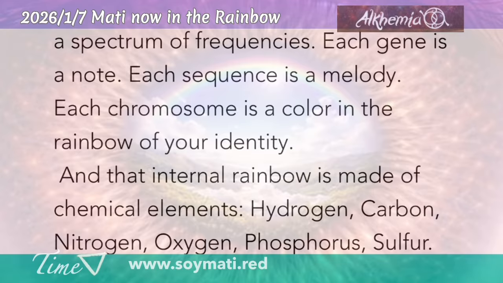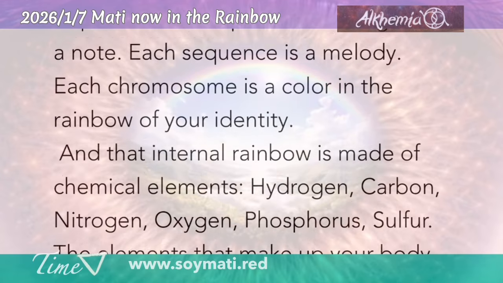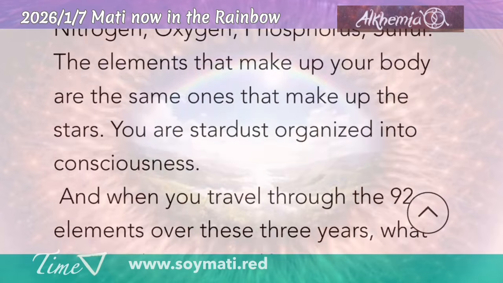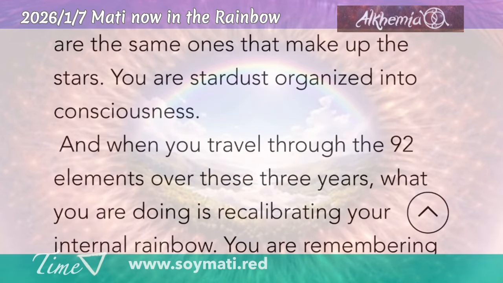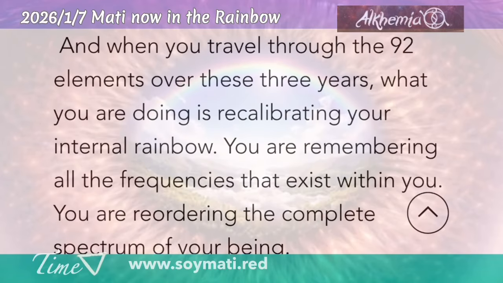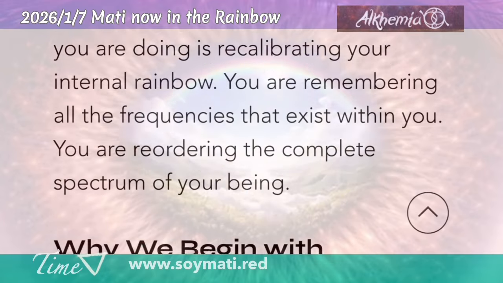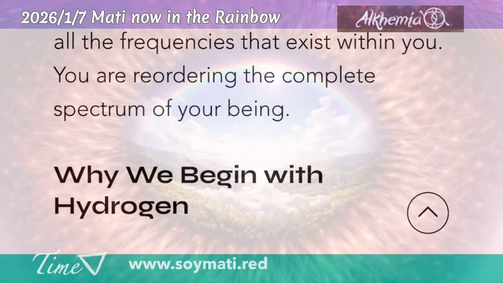And that internal rainbow is made of chemical elements: hydrogen, carbon, nitrogen, oxygen, phosphorus, sulfur. The elements that make up your body are the same ones that make up the stars. You are stardust organized into consciousness. And when you travel through the 92 elements over these 3 years, what you are doing is recalibrating your internal rainbow. You are remembering all the frequencies that exist within you. You are reordering the complete spectrum of your being.